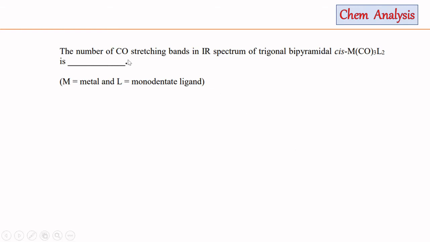Here we have to tell about the number of carbonyl stretching bands in IR spectrum of trigonal bipyramidal cis-M(CO)3L2 complex. First of all, we have to draw the structure of this complex in which the two L ligands will be cis, and the geometry around the central metal atom is trigonal bipyramidal. That means two L ligands will be cis, and the remaining 3 positions will be occupied by carbonyl ligand.